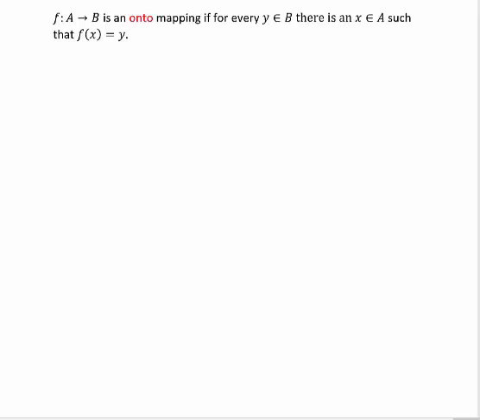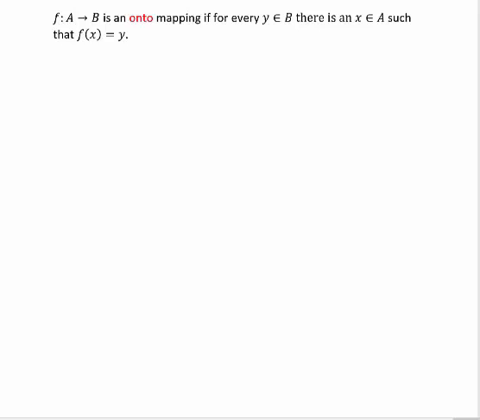Another property that a function may or may not have is being an onto mapping. If f is a mapping from A to B, it is onto if for every y in B there is an x in A such that f of x is equal to y.